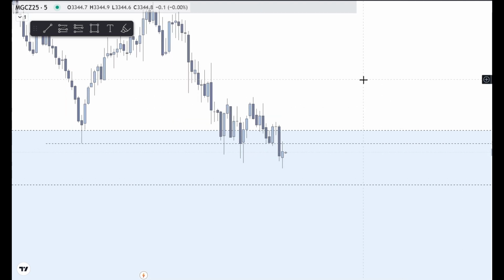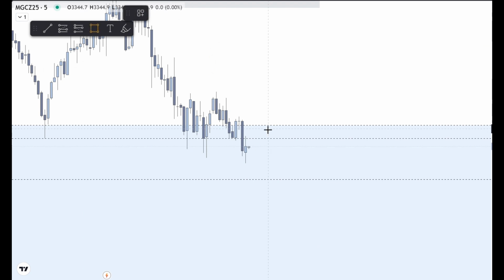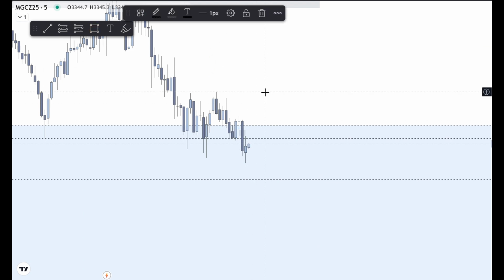All right, so we have our first bearish order flow leg right here. Let's see how it reacts to it.